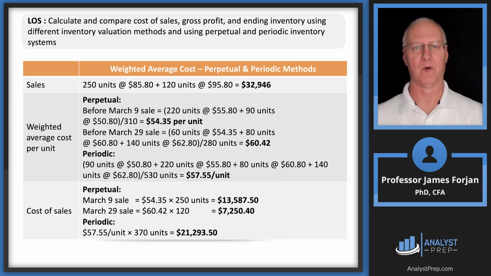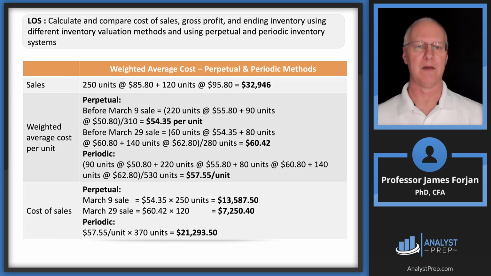Now let's go ahead and work through the math here under the weighted average cost. Of course, the sales, what did I say earlier, is going to be the same, $32,946. But we need to figure out that weighted average cost per unit. Now in my dad's 10 cases of beer, it was super easy to calculate that $5.50 because we didn't have any purchases in there and we didn't have any sales in between. So let's go ahead and look at the perpetual weighted average cost per unit.